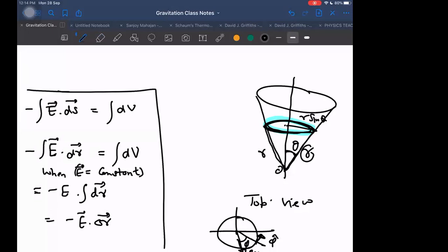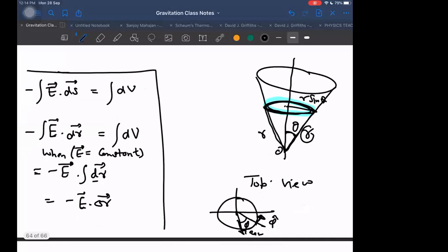When E is constant, in order to take E out of the integration, we should remember one thing. The only requirement is that E is constant, constant in magnitude as well as in direction. The total vector should be constant. Then the dr integration will give us the total delta r value, and that will give us finally delta v.